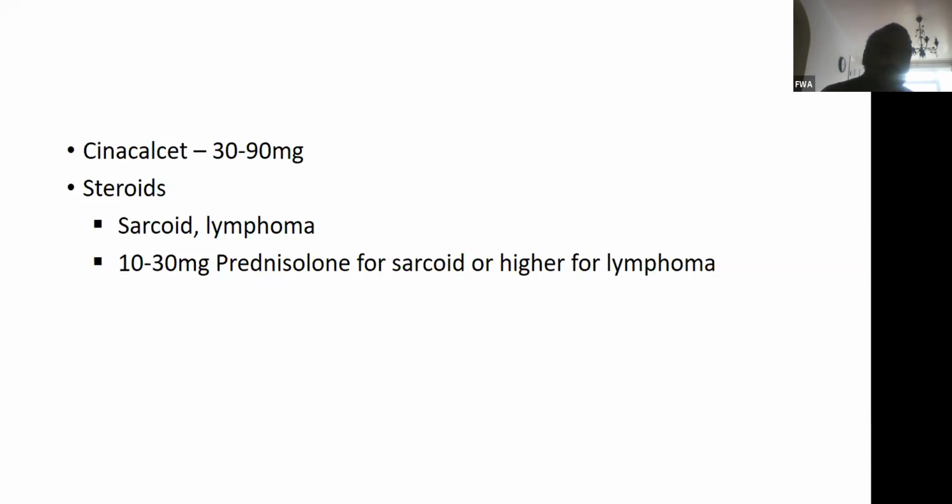Steroids can be used. The reason for using steroids is that it stops the production of activated vitamin D, and it's usually used in patients with lymphoma and sarcoidosis.